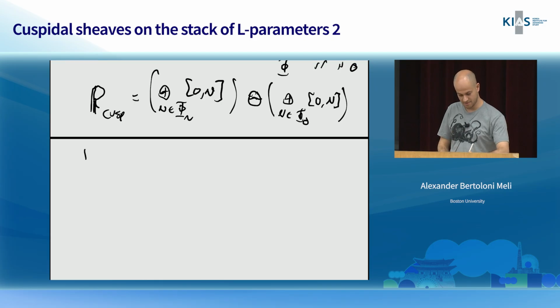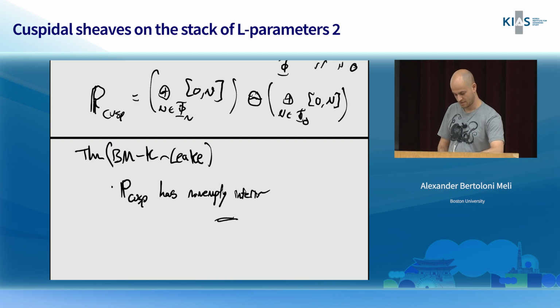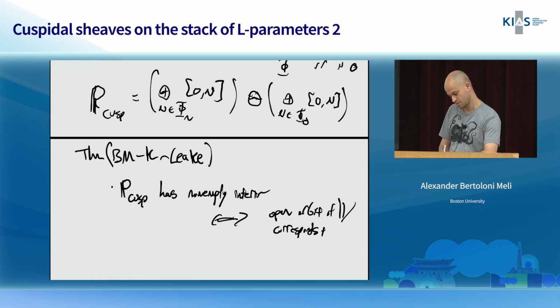Yeah. Okay, and so then some theorem of BMK and Leak. So this paper we've completely finished, but we just haven't updated it. There's an early version, and we'll update it soon. So P-cusp has non-empty interior if and only if the open orbit of V corresponds to a discrete parameter. Okay, maybe actually this first part. Okay, whatever.